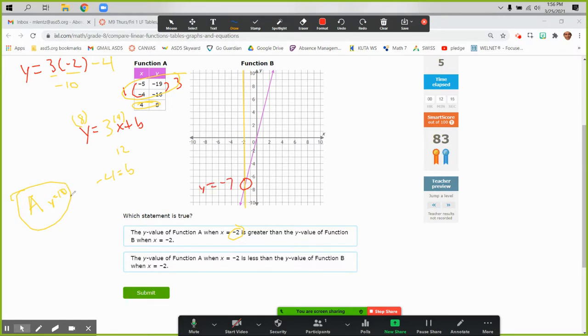So which one is greater, on A where it's -10, or B where it's -7? So B is greater than A. So my answer would be that the y value of function B is greater. Okay, that's it. Hopefully that helps.